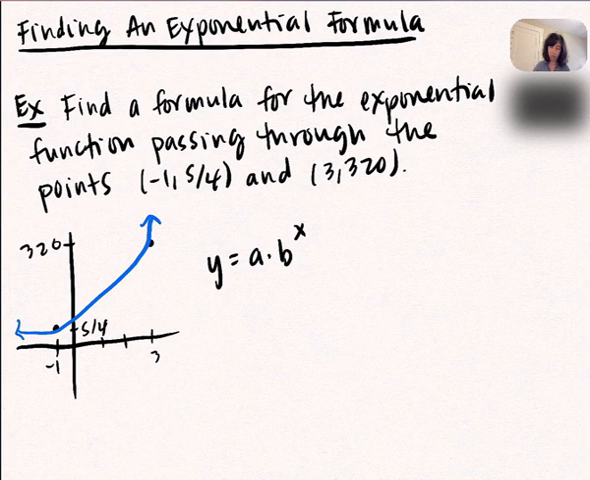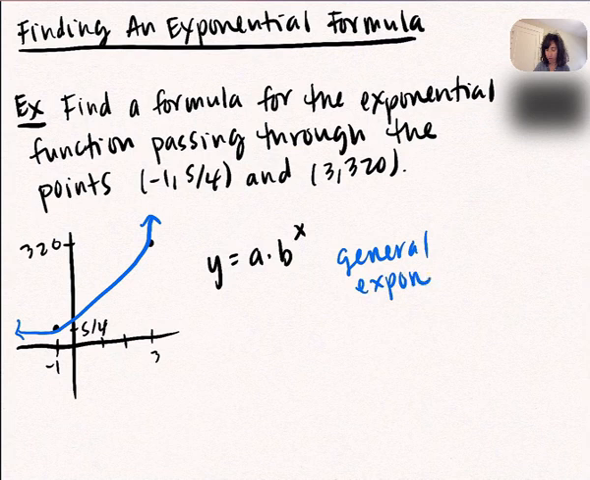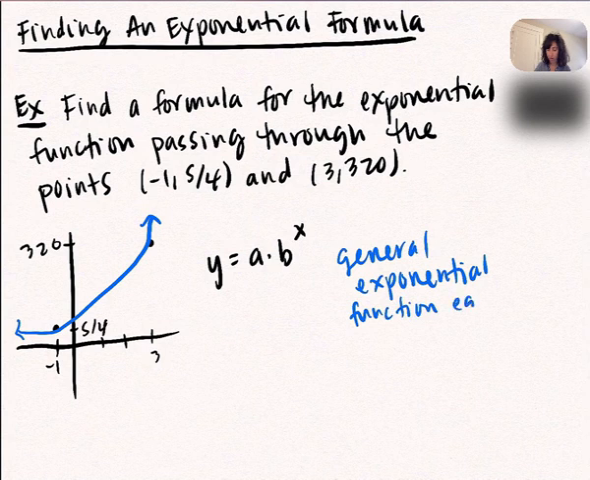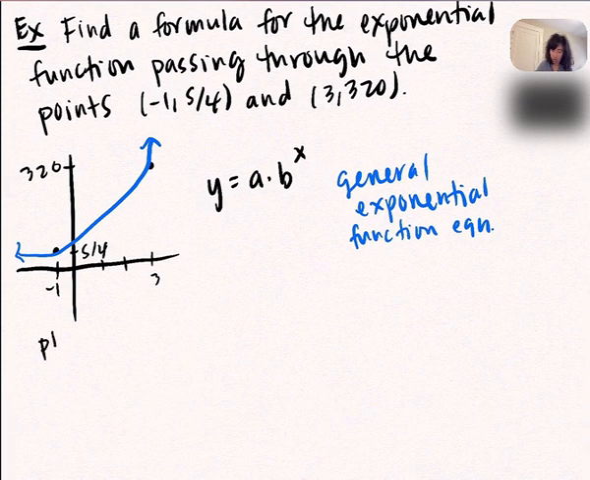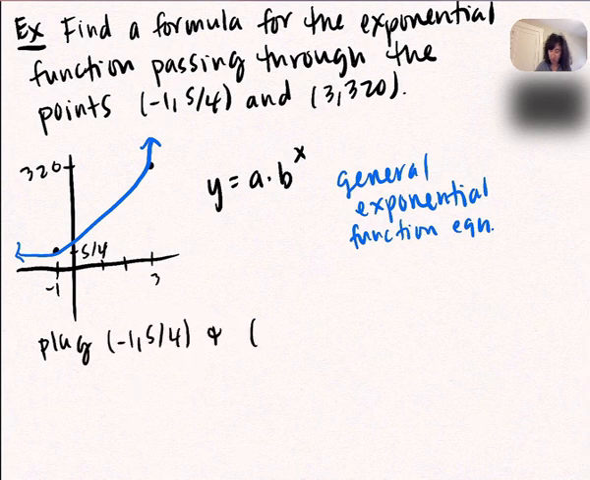So this equation I wrote here is just the general exponential function equation. And we know that this point, -1, 5/4, and the point 3, 320 have to satisfy this equation. What we need to know is what is little a and what's little b. So what I'm going to do is plug in each point: -1, 5/4 and 3, 320 into our general equation.